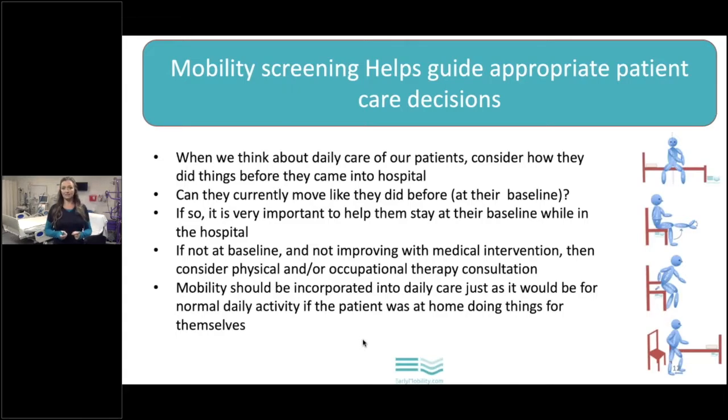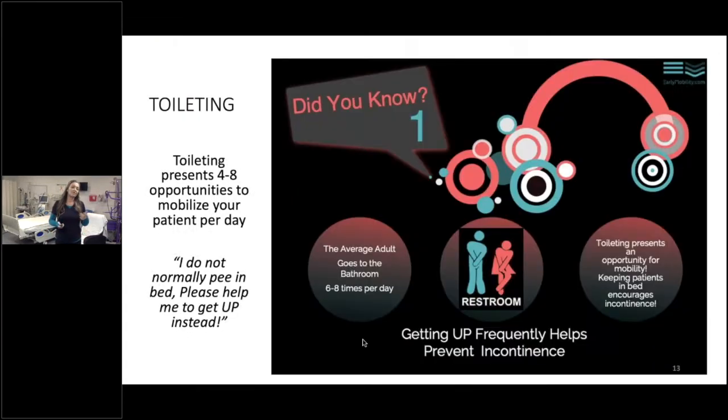Are they at their baseline? If they're not, how can we get them there? And how can we incorporate mobility, safe mobility, into daily care and help the patient maintain as much independence in their activities of daily living as they were doing at home before they came to hospital? So there's several ways that we can build mobility in and that we can do the mobility screen and make these decisions throughout the day.